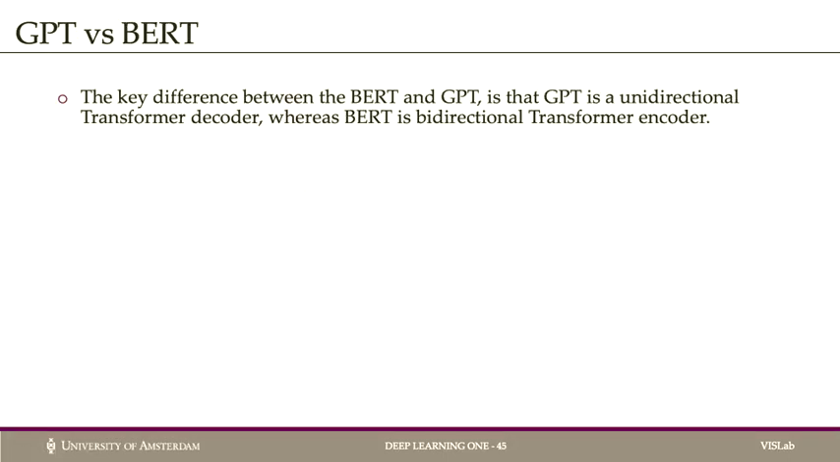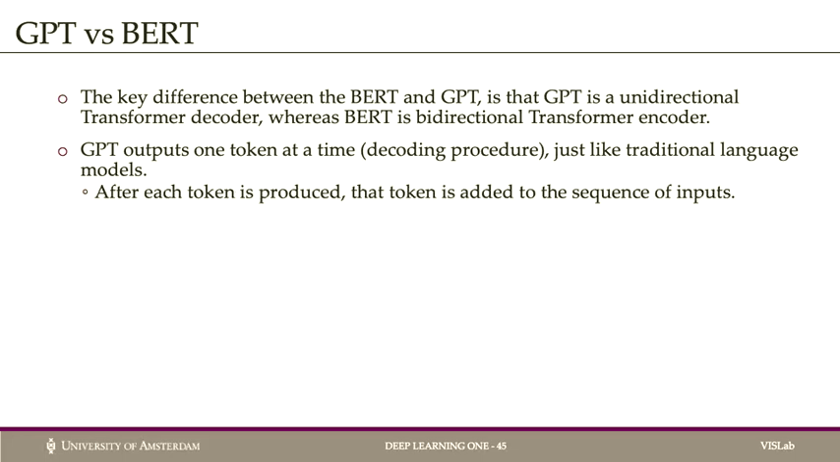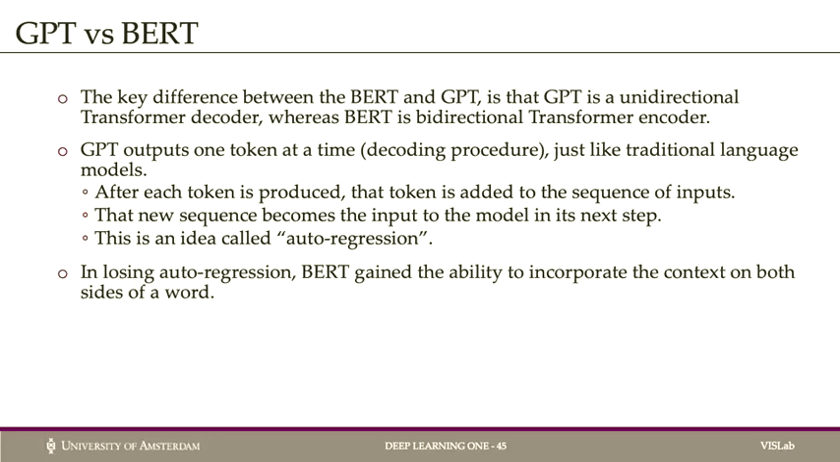So I also wanted briefly to talk about the difference between these models, like GPT versus BERT. As I said, the key difference is that GPT is a transformer decoder and BERT is a bidirectional encoder. GPT outputs tokens one at a time, so it's a decoding procedure: producing one token and adding it to the sequence of inputs, basically text generation.